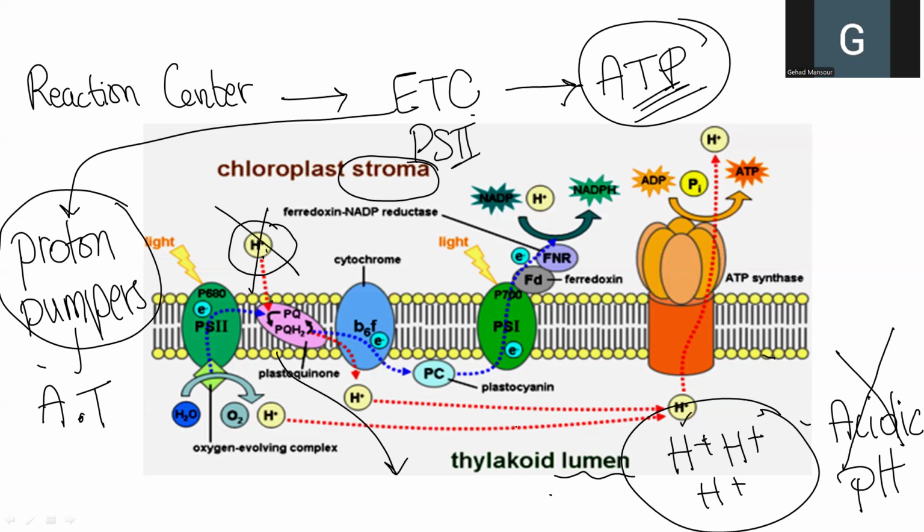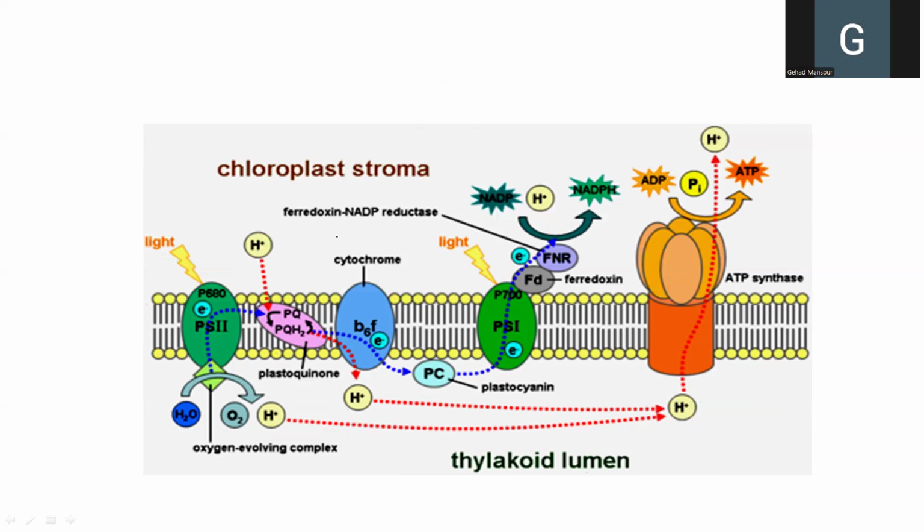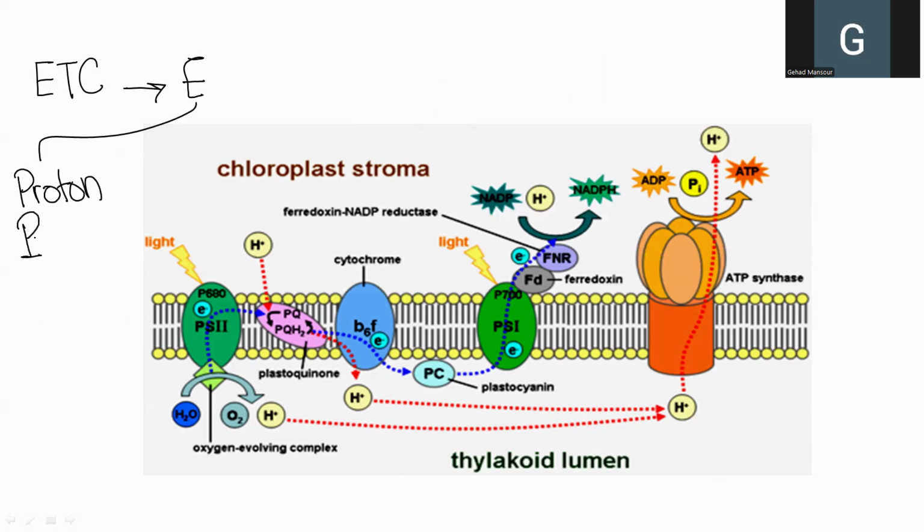And then what happens afterwards, or before saying what happens afterwards, we should highlight two important facts: that the transfer of electrons along the electron transfer chain generates energy, and that part of this energy will be used for proton pumping, and part of this energy will be stored as ATP. This is the first piece of information I would like to highlight.